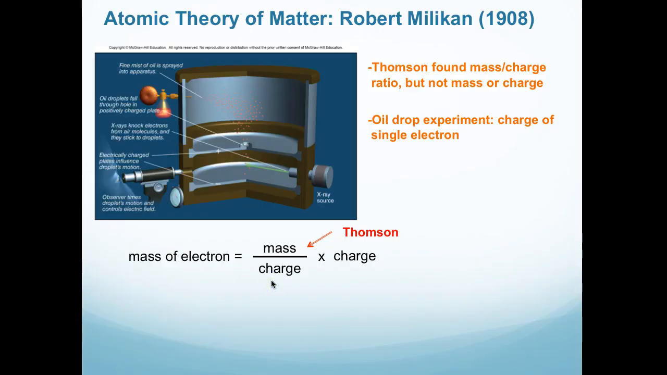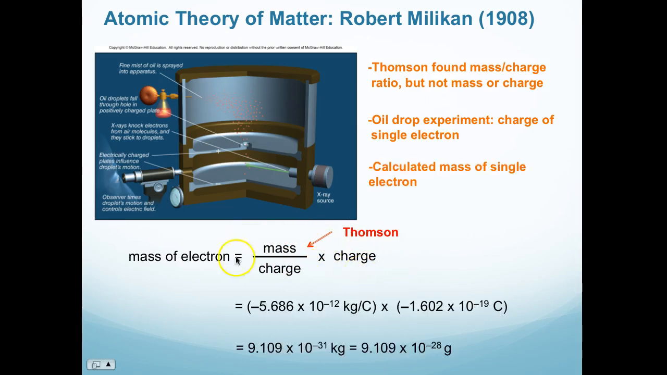So again, going back to our equation, now that we know how the experiment works, Millikan took the mass to charge ratio that was discovered by Thomson, and then the charge that he discovered, and plugged those in to solve for the mass of the electron. And here's the value we have.